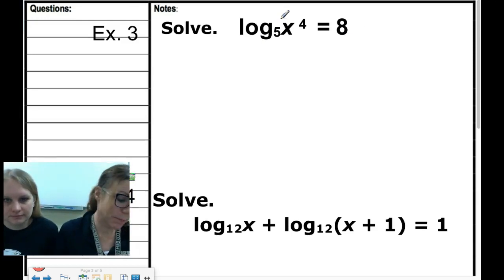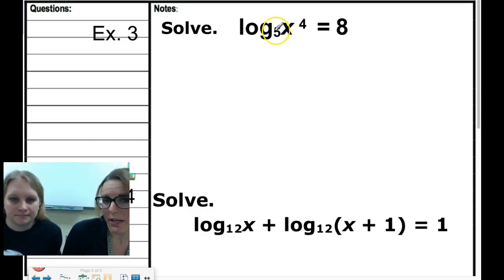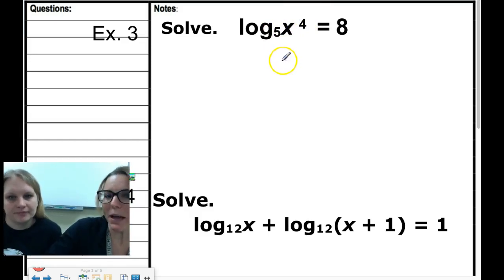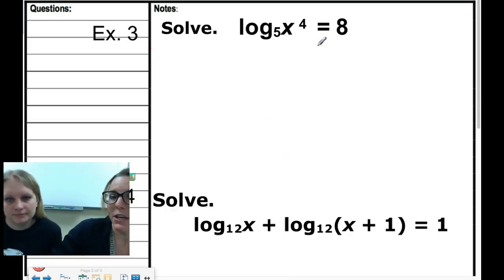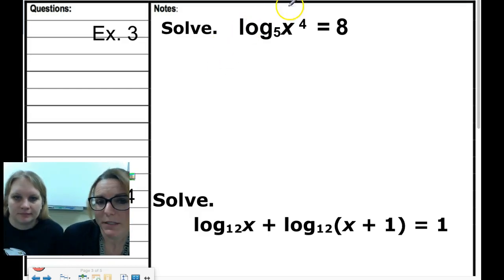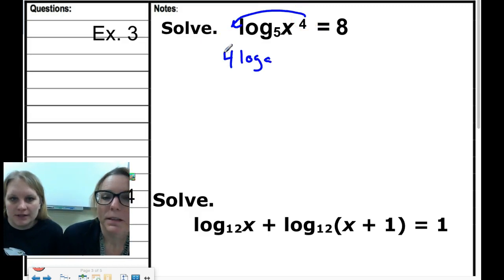Now I think we should do example 3 because again it's something different. I see 1 log. However, I see a power. So the minute you see a power, because if we go back really fast to example 1, there were no powers going on. So we changed it right away to exponential. Here we have a power. So you always want to try to use a property first. So let's use the power property, which is bringing the 4 in front. So we have 4 log base 5 x equals 8.